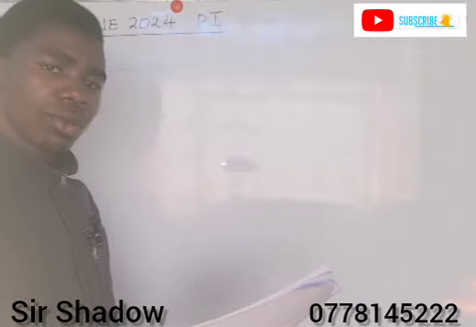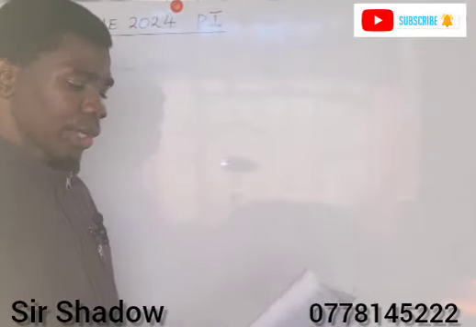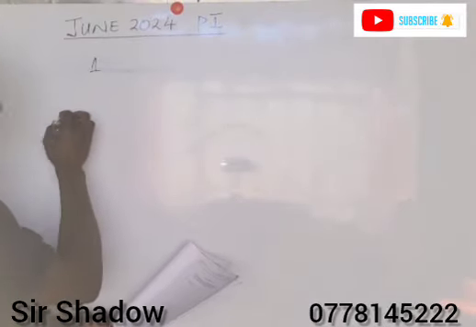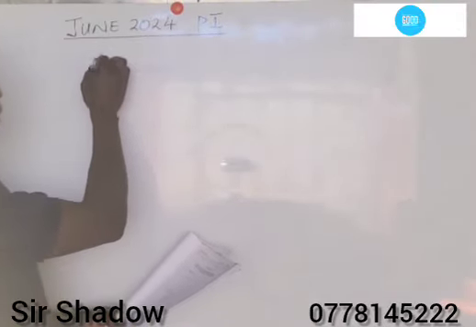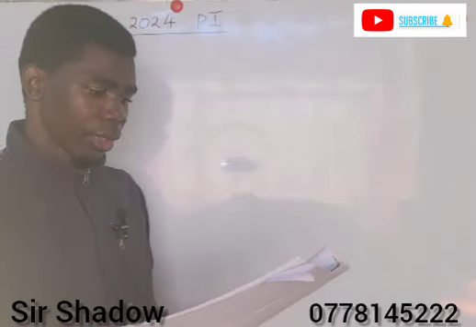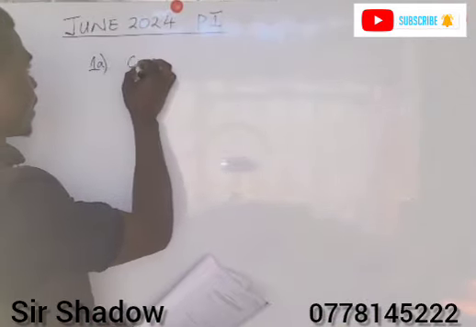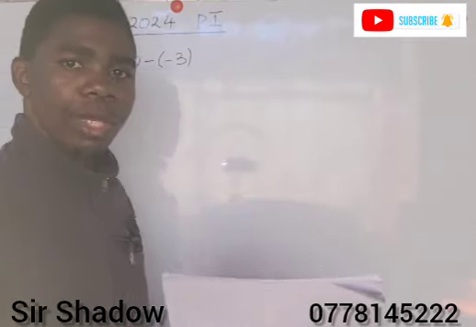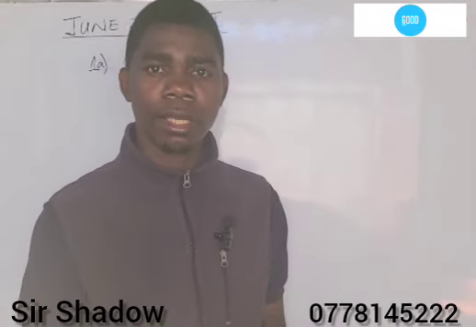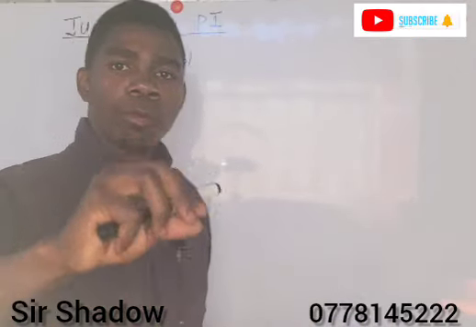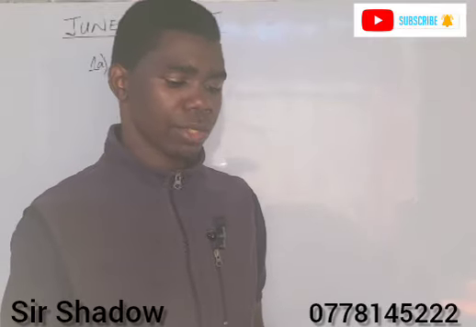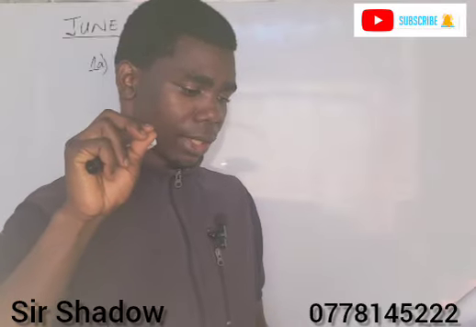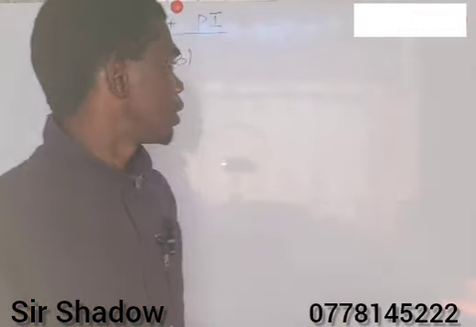So now let's work on the first question. This is question number 1A. On question 1A, we are asked to simplify 0 minus 3. If you have your hard copy question paper, bring it in front of you so that you will follow each and every stage. I'm not going to write every question, only the short ones, and the long questions I'm going to read only.